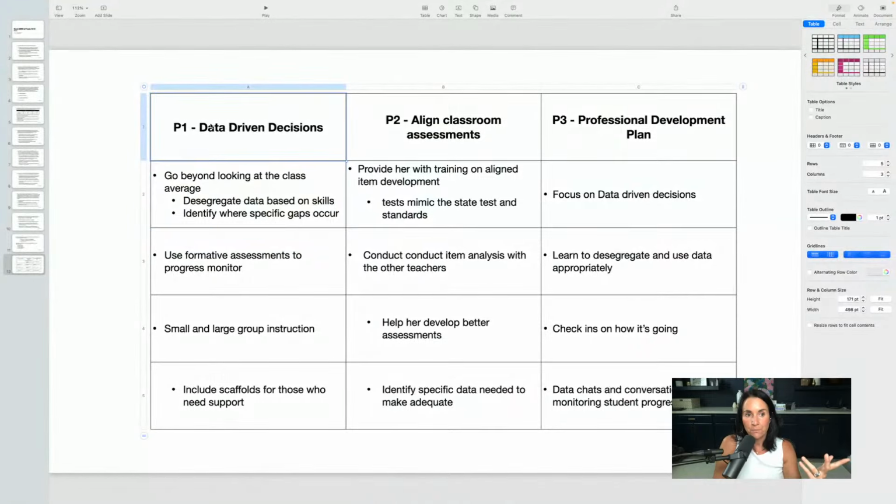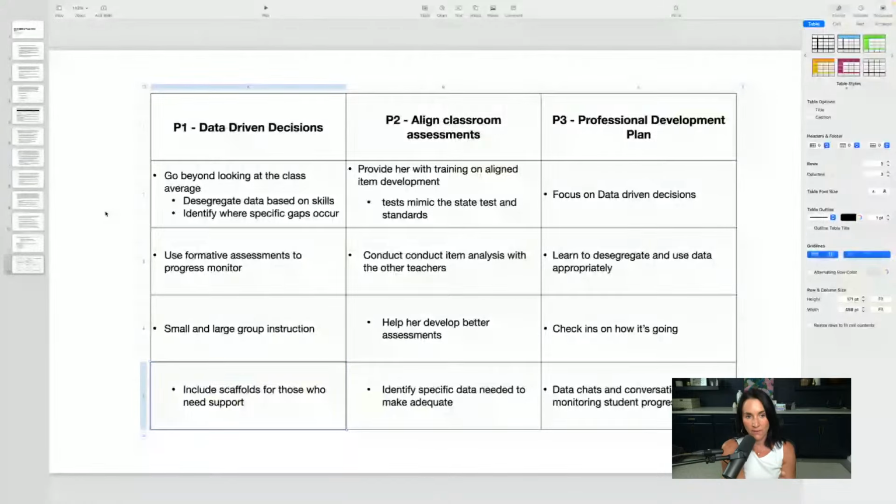So I don't want to just talk about, okay, we're going to train her on data-driven decisions. Well, we're going to train her on how to disaggregate data based on skills so she can identify where specific gaps occur. Then she can use formative assessments to progress monitor along the way and apply it to small and large group instruction to improve student practice and understanding. And that can include scaffolds for those who need support. This type of professional learning will help her become more data-driven and therefore more understanding of where those gaps are and where she needs to funnel her time and scaffolds and things like that.